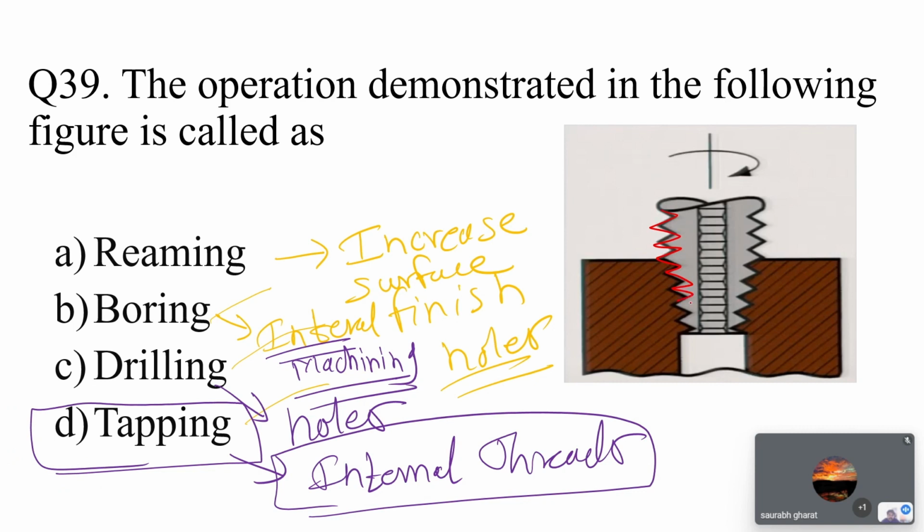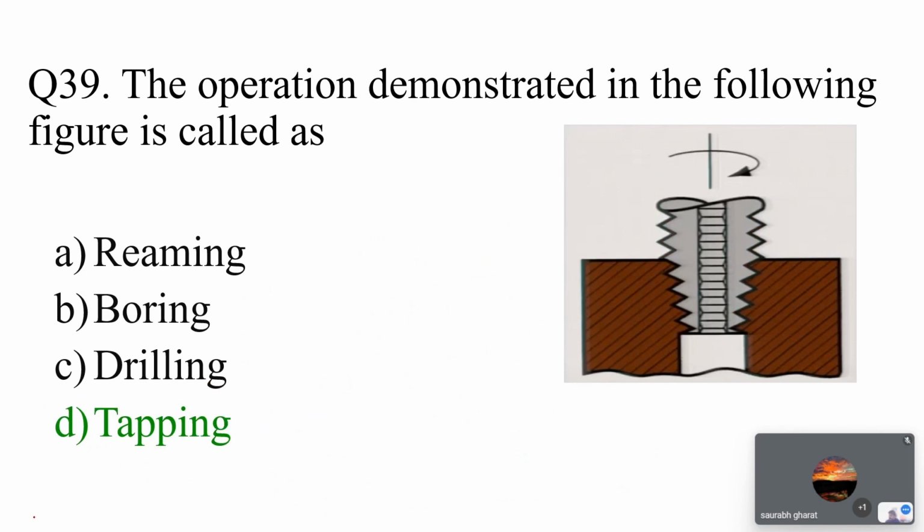Okay, so these teeth will be present here. This is the diameter of the teeth, or a drilling, turning, threading operation. This is the diameter of a threading operation. Okay, tapping is the correct answer. This is called the tapping process to get the internal threads. It is called tapping.